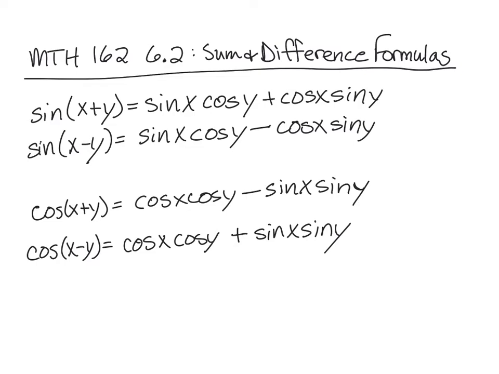All right, cosine is a little different. Sine always comes first when you're dealing with sine, but when you're dealing with cosine, the cosines are together and the sines are together. And notice that for cosine, if this is addition, then this is subtraction. If this is subtraction, then this is addition. Understanding the format of them will help you be able to remember the actual formula. Okay, now let's use these formulas to do some problems.